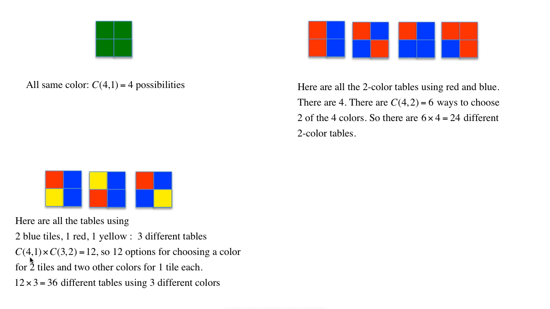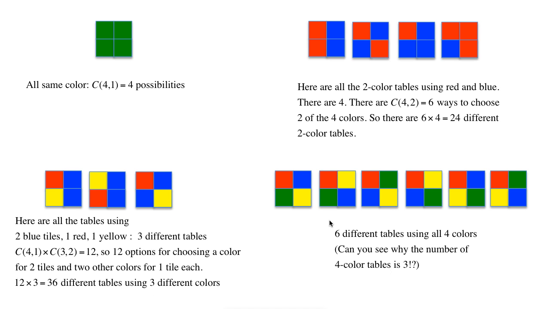How many ways to pick the color for 2 tiles and then how many ways to pick the other 2 colors for 1 tile each is 4 times 3, or 12. So we have 12 options for choosing a color for 2 tiles and 2 other colors for 1 tile each. Just as we've illustrated here with 2 blue, 1 red, and 1 yellow, the different combinations of color would give us 12 ways of producing 3 tables like that. So we multiply 12 times 3 is 36 different tables altogether that could be produced using 3 different colors.